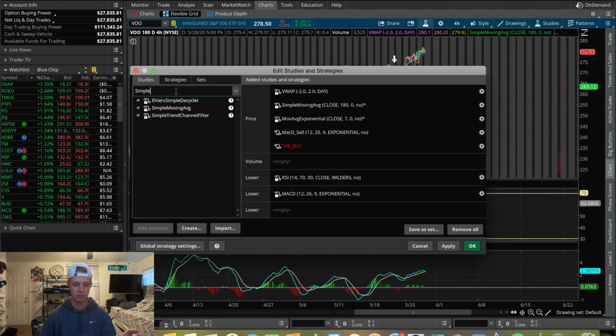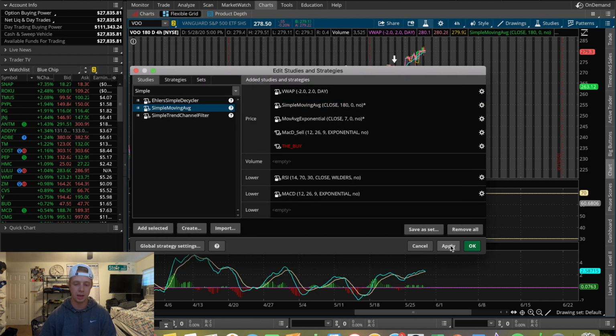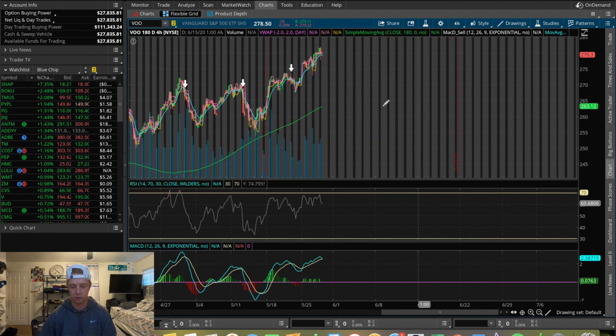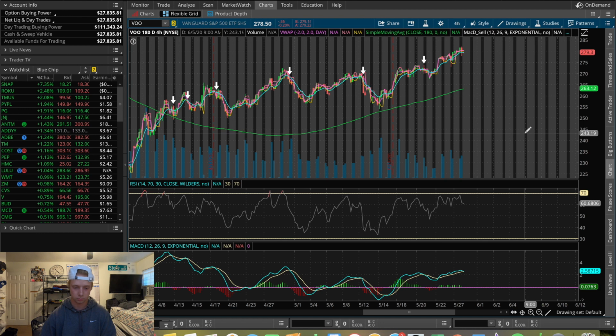Now, if you go onto the side studies, all you have to do is search simple moving average and click this right here. Since I already have them, I do not need them, and then you hit apply. You can also change the color. I keep mine blue and green just because none of my other indicators are blue and green.